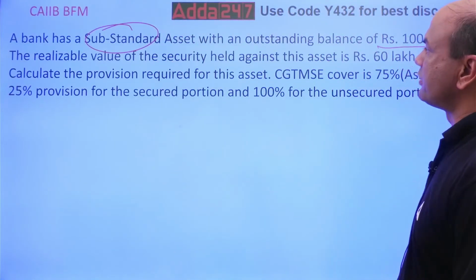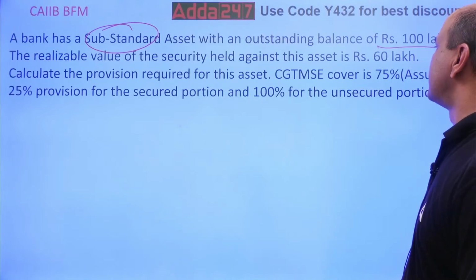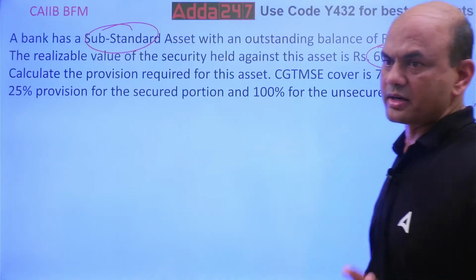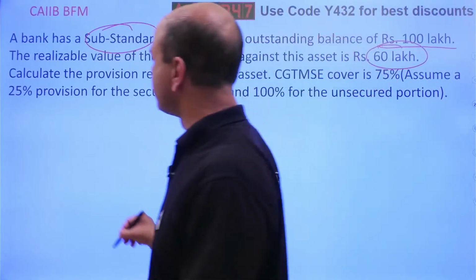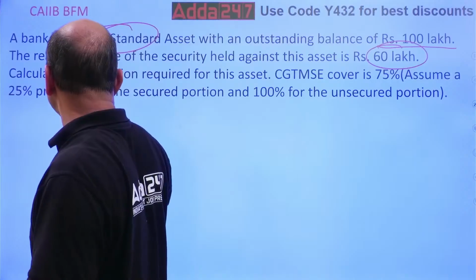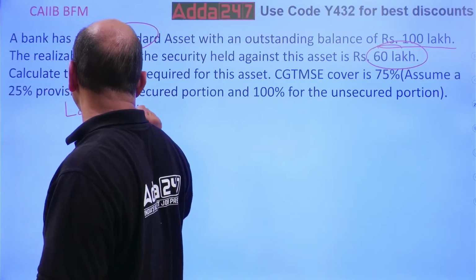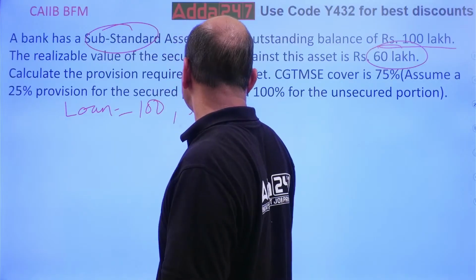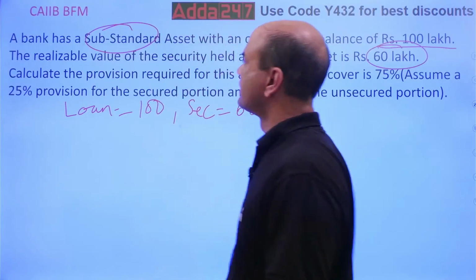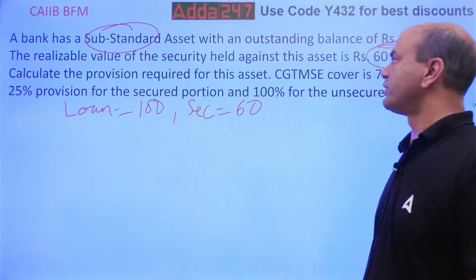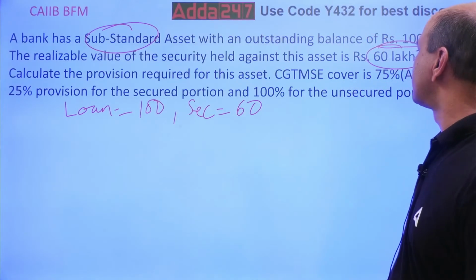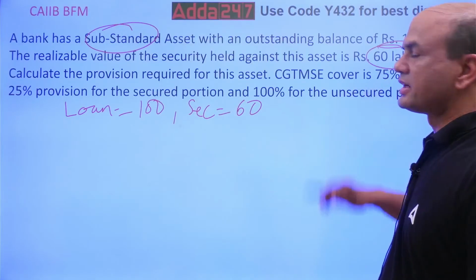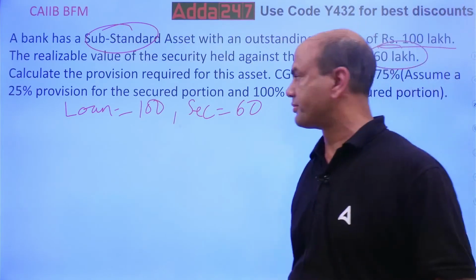The realizable value of the security held against this asset is rupees 60 lakh. So security is 60 lakhs. 100 lakhs is the loan. So let's write it. Loan is 100 lakhs. Security 60 lakhs. Calculate the provision required for this asset. CGTMSE cover is 75%.